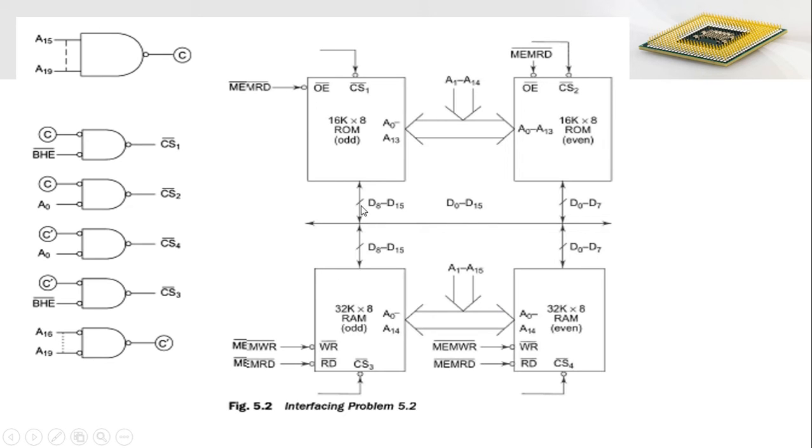About the data transfer: from the even bank we always transfer the lower byte of the 16-bit data, D0 to D7. And from the odd bank we get the higher byte of data, that is D8 to D15, from the odd bank of RAM and the odd bank of ROM.